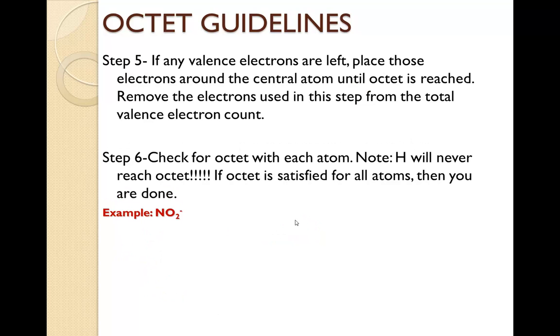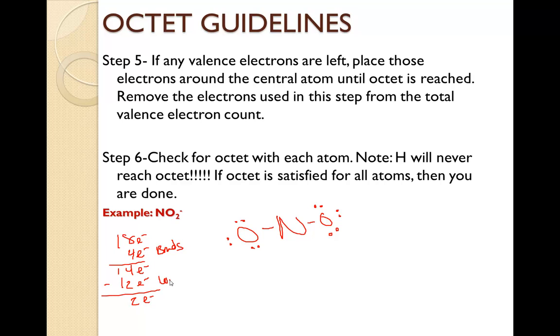So let's redraw this. Well, we start off with 18. Let's go back to this. Those are from the bonds. Those are from the lone pairs around the oxygen. If any valence electrons are left, place those electrons around the central atom until the octet is reached. So 2, 4, we have 2 more electrons, and that makes 6. 2 from each bond, and then a lone pair.